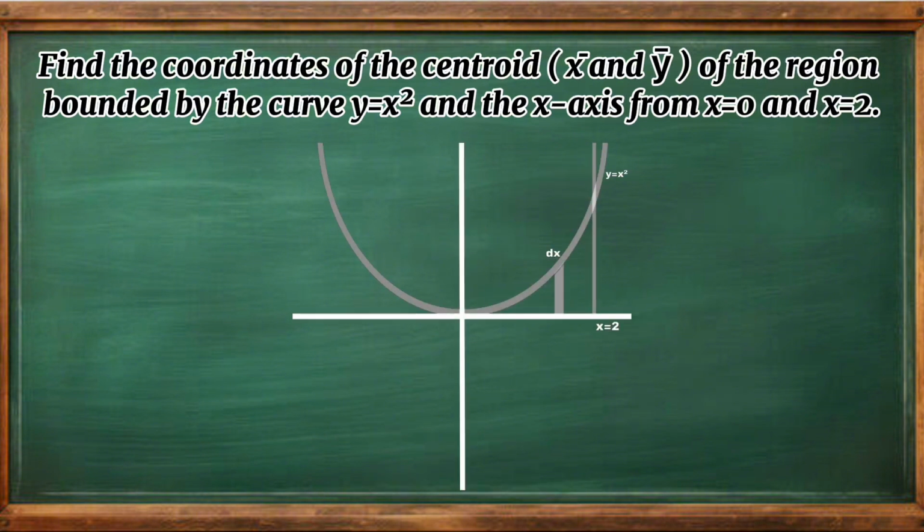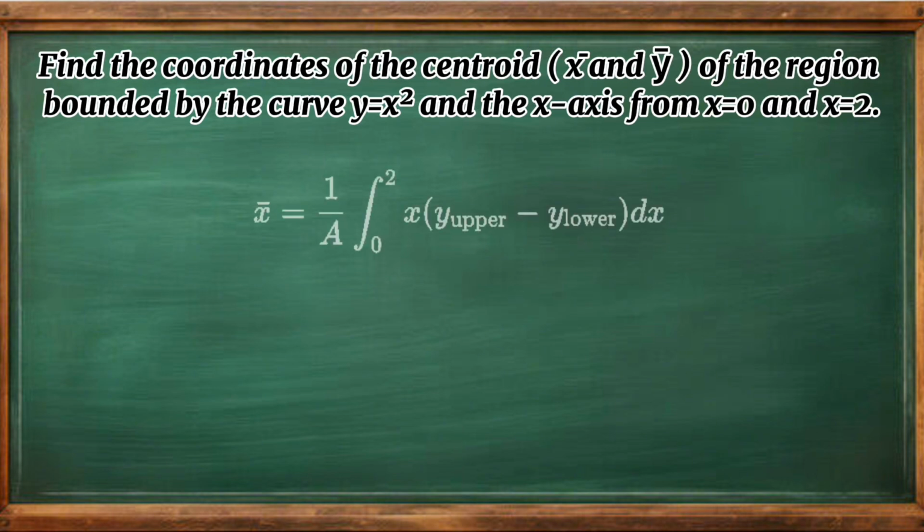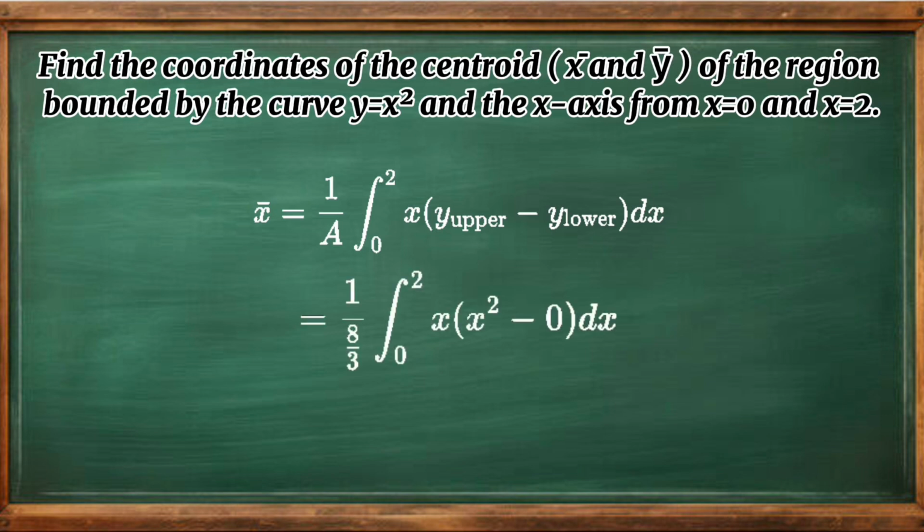To find x-bar, the x-coordinate of the centroid, we use the formula x-bar equals 1 over A times the integral from a to b of x times (y upper minus y lower) dx. Then we plug in the values: 1 over 8/3 times the integral from 0 to 2 of x times (x squared minus 0) dx. Then we simplify, getting 1 over 8/3 times the integral from 0 to 2 of x cubed dx.